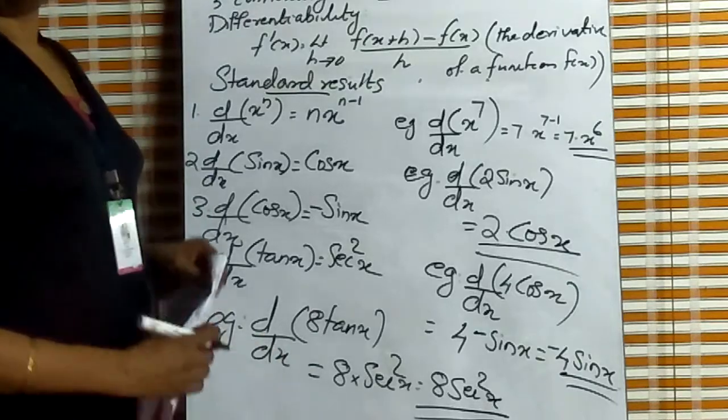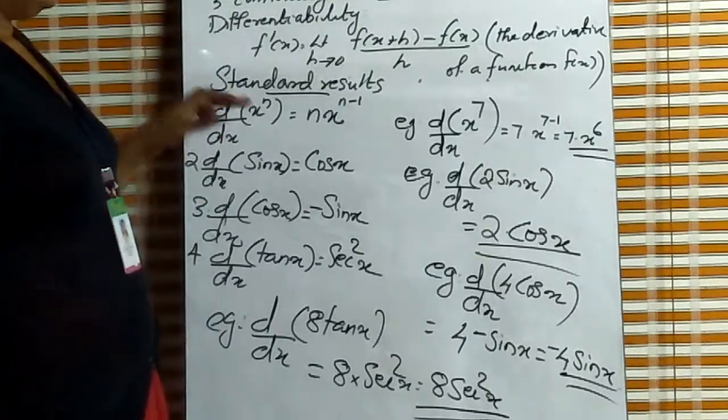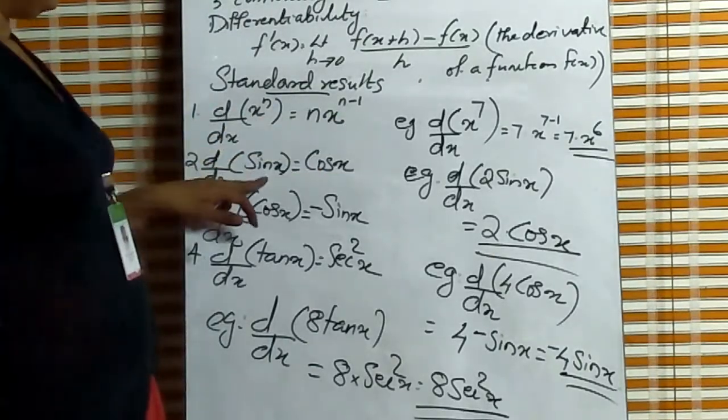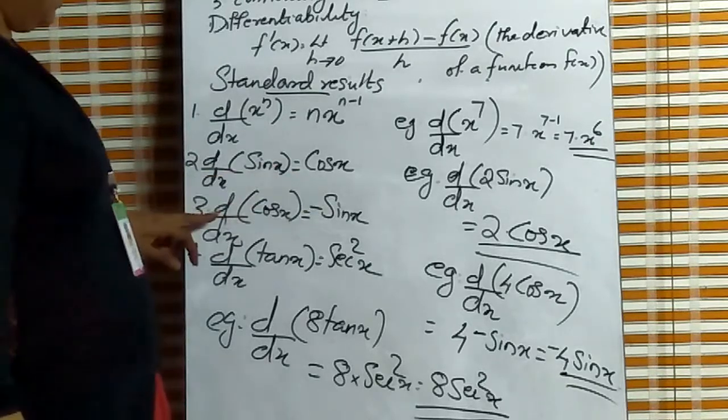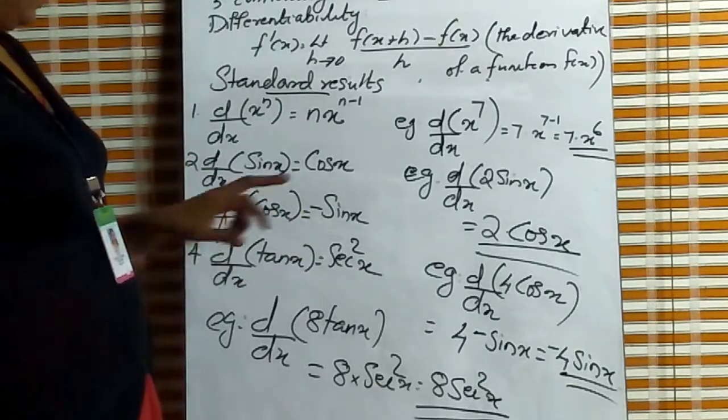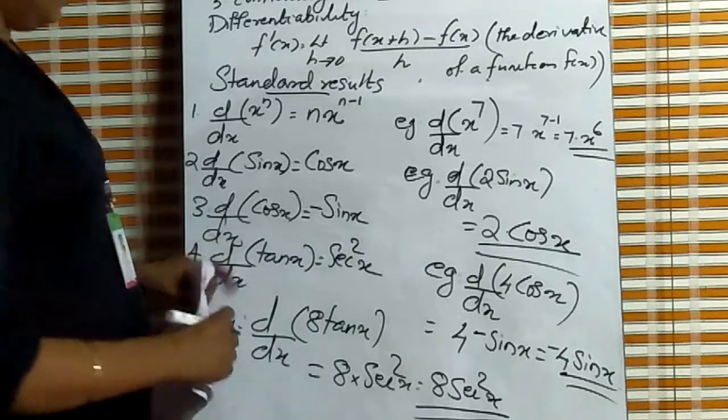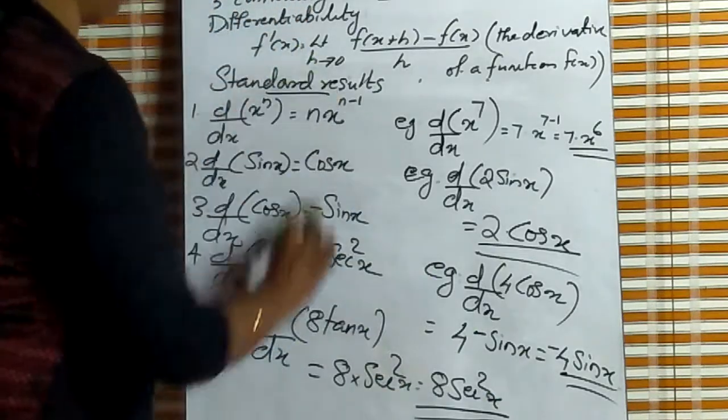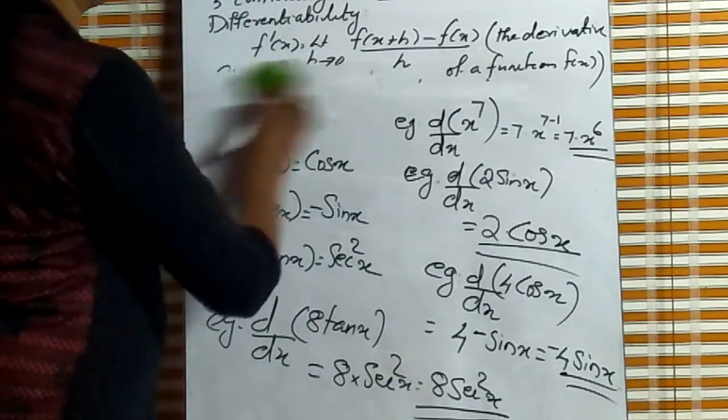Let's recall the standard results. d by dx of x raised to n is n x raised to n minus 1. D by dx of sin x is cos x. D by dx of cos x is minus sin x. D by dx of tan x is sec square x. You should learn these 4 results by heart.